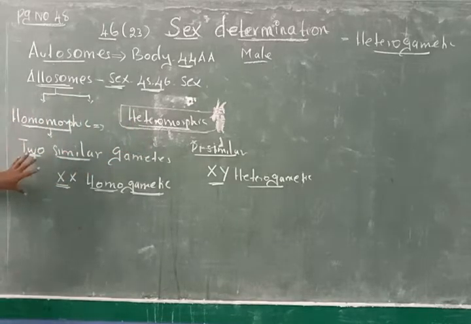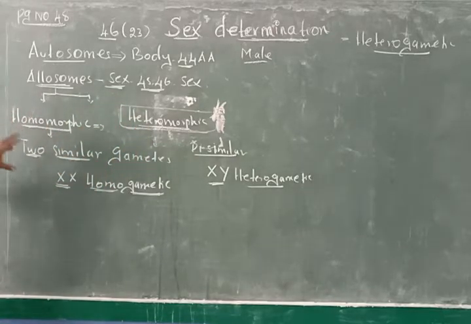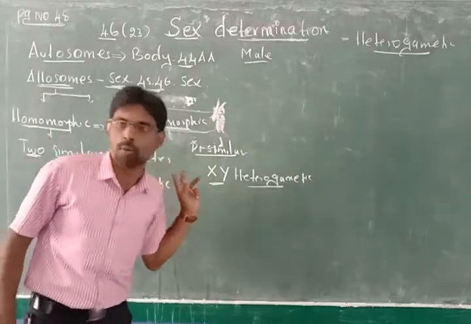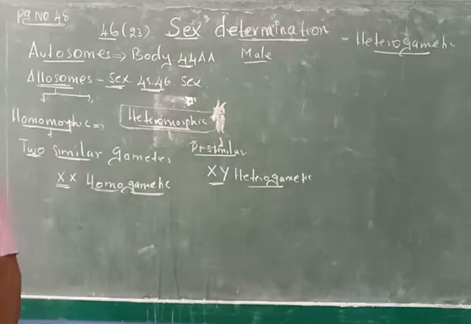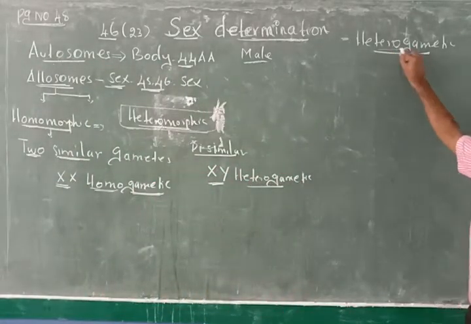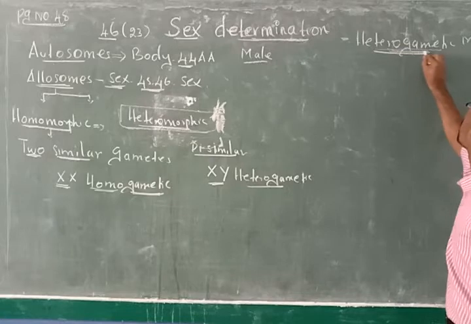Now, when you talk about a sex chromosome, we have two aspects. One is called homomorphic, another is called heteromorphic. In homomorphic, the sex chromosomes produce similar gametes. In the human female, we have similar gametes, called X and X chromosomes. In the human male, we have two different chromosomes, X and Y, so it is called heterogametic. In sex determination, we concentrate on heterogametes. In certain organisms, the male will have heterogametes; in certain organisms, the female will have heterogametes. So first we will concentrate on the heterogametic male.